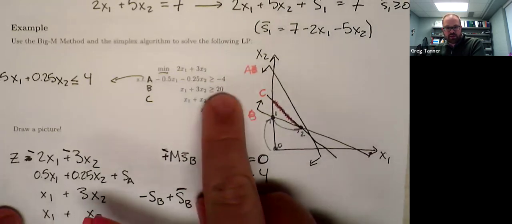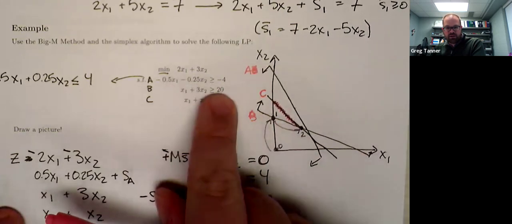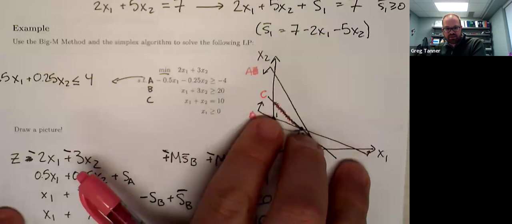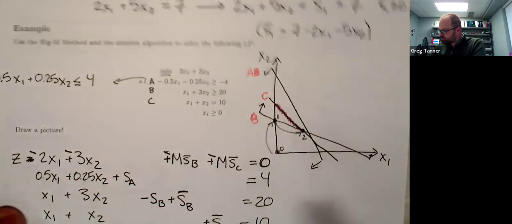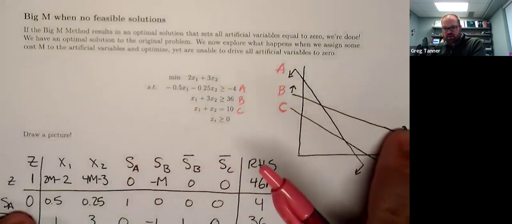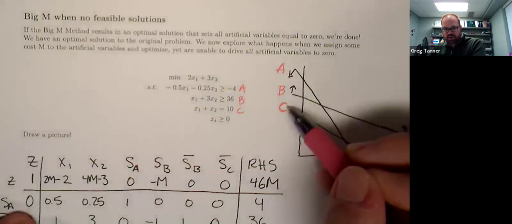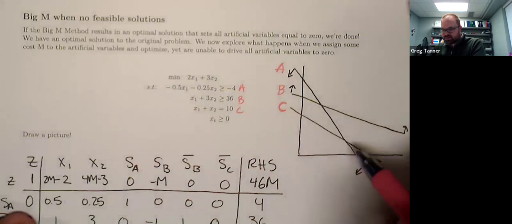Okay, so comparing it with the previous problem, we had a 20 there, and this was the B constraint before. When we change that number 20 to 36, that constraint slides up in this direction. And so now that B constraint is up here, meaning that we want to be below the A constraint, above the B constraint, and exactly on the C constraint.